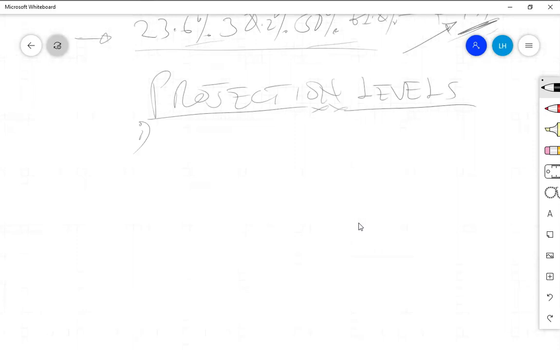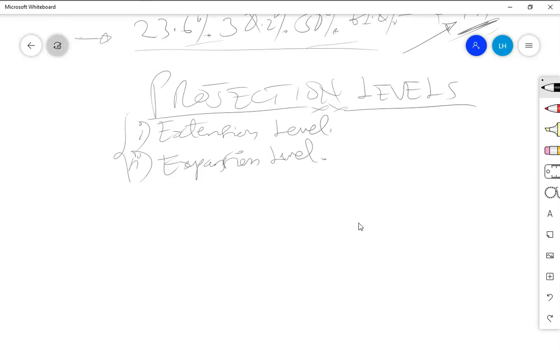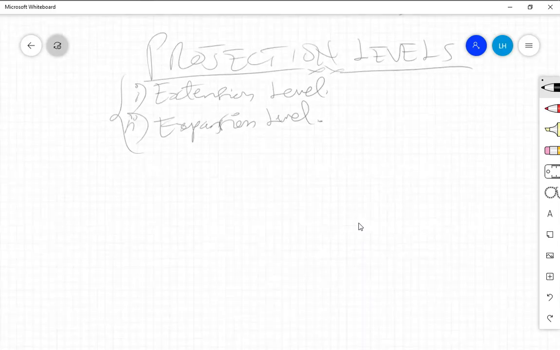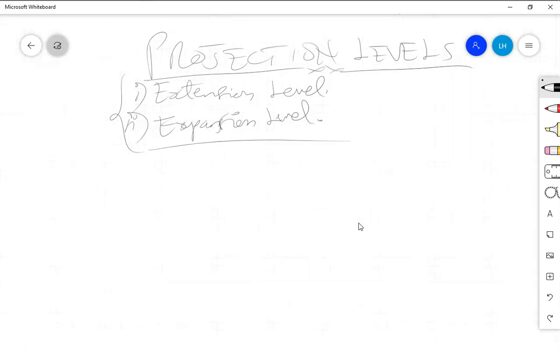It may be an extension level, or it can be an expansion level. This we call an expansion level. So now we are going to see what is extension and what is expansion, and how you can obtain these in the market. How you can measure extension and how you can measure expansion. We are going to see them.